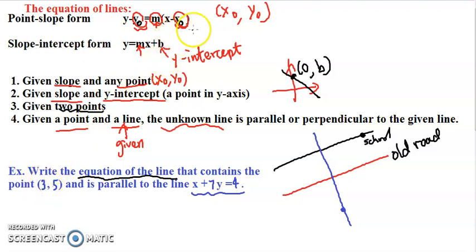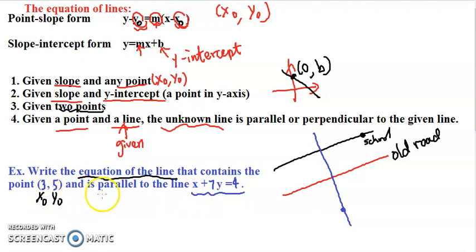And so we may consider using the first formula, point-slope form. But in order to use the point-slope form, we need to know what the slope is. We do have the point, which is x0 equal to 3, y0 equal to 5. But we don't have the slope.